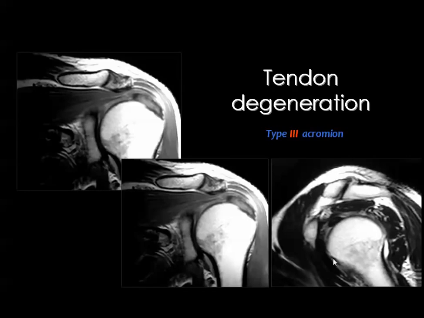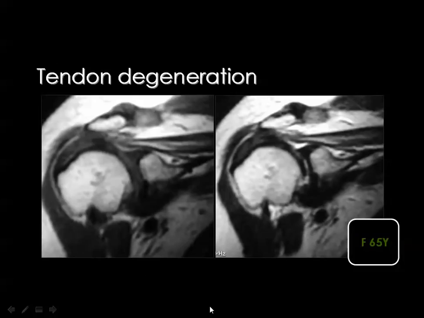As you remember, one of the common lesions that are associated with or contributing to the degeneration of the tendon is the acromion shape, particularly the type 3 with anterior hook. And you remember that the acromion shape is evaluated in the sagittal images, and here you can see an anterior hook type 3 acromion with tendinopathy of the supraspinatus tendon, showing intermediate signal in the T1 and also in the T2 weighted images.